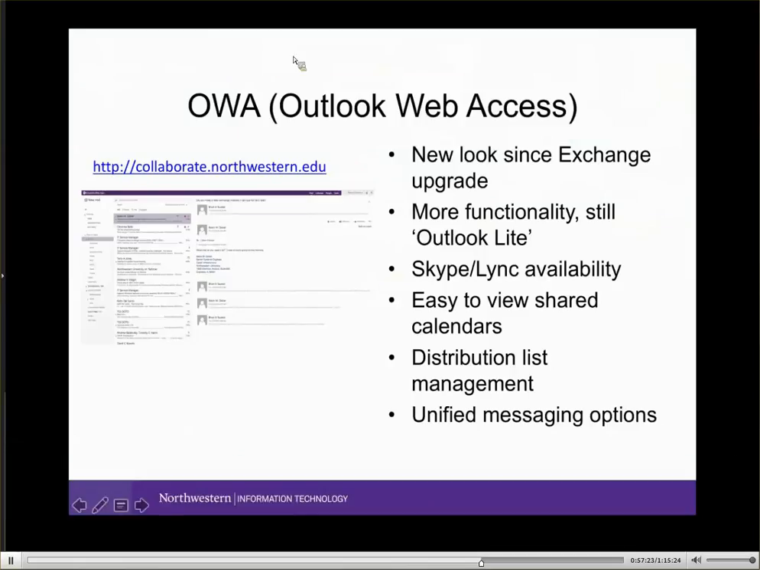So unified messaging options, I can't really demo that because I'm in the Jabber pilot, but you have the ability to change your voicemail settings and your phone routing through the options menu. You just click on the gear, go to options, and click phone, and it'll show you that. So if you have any questions about that, contact Support Center.